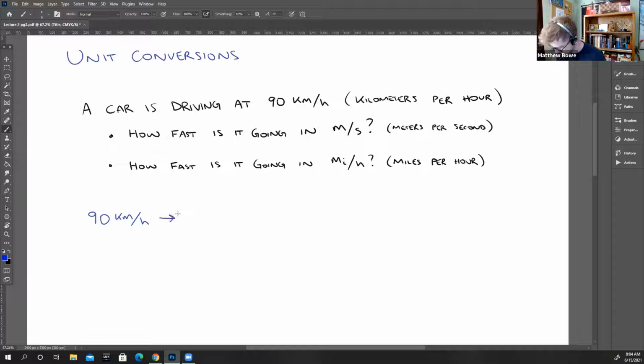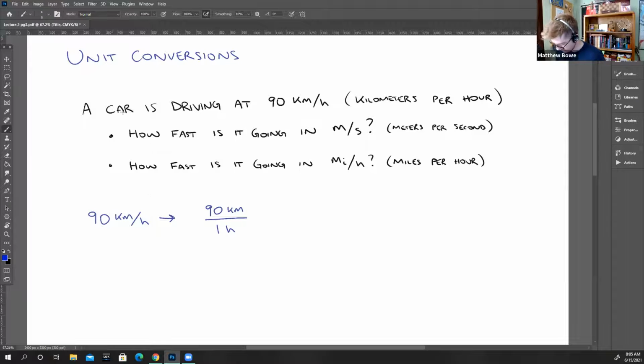We can make sense of this by breaking up the pieces and going step by step. So we'll break up this 90 kilometers per hour and we'll just make it look better to handle. It's going 90 kilometers in 1 hour. So these two things are exactly the same. And that's what this is basically saying. It's going 90 kilometers in 1 hour.